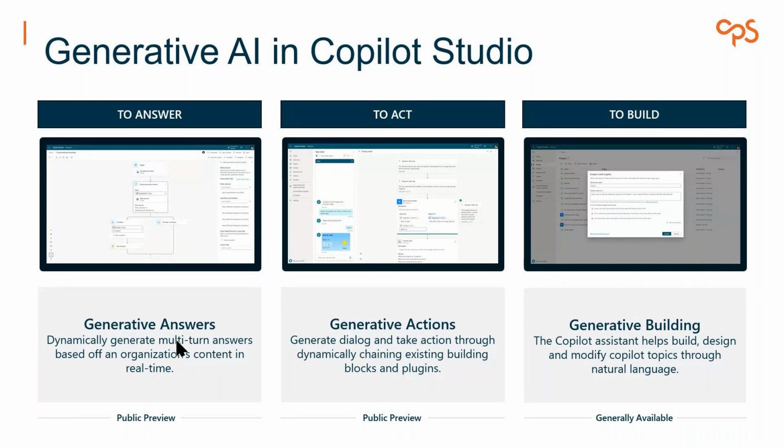So utilizing the large language models to be able to understand the conversation based on your data and apply the scenarios to that accordingly. We can use generative actions, so we can create dialogue and take action through dynamically chaining different actions. So what that means is you may have two different subjects that your Copilot is answering, and a generative action can link those two subjects together dynamically by understanding what the actions are trying to do.